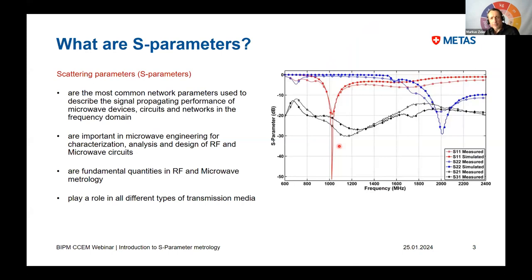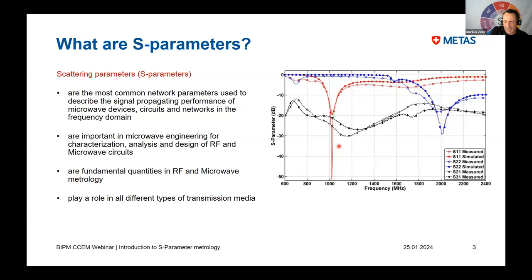So what are S-parameters or scattering parameters? They are network parameters, the most common network parameters, I think that's fair to say. They're used to describe how a signal propagates through microwave devices, circuits, and networks. And they are frequency domain parameters. They're in particular important in microwave engineering, if you want to characterize, analyze, and also design RF microwave circuits. In metrology, they are really fundamental quantities in RF microwave. And I think one can say they really play a role in all different types of transmission media.